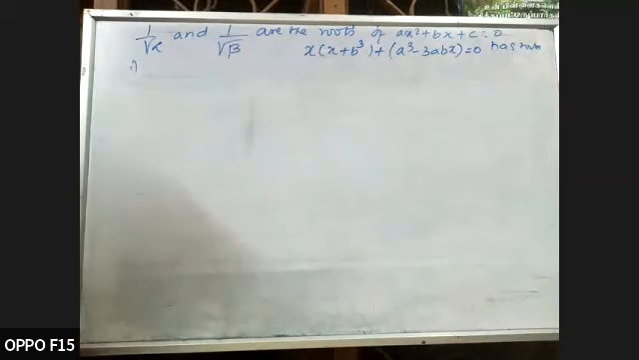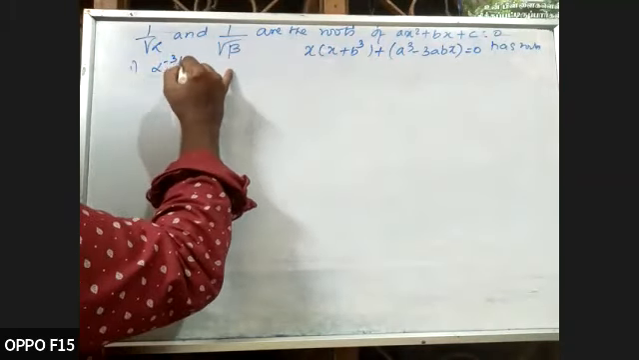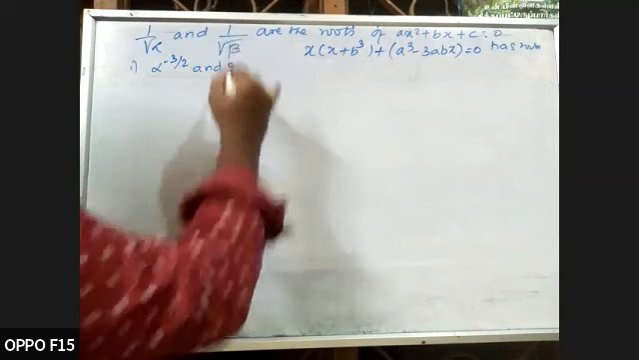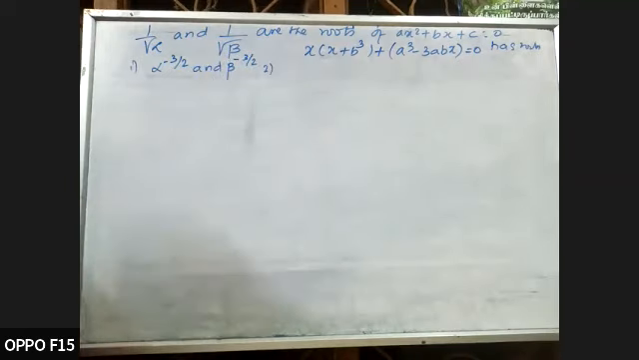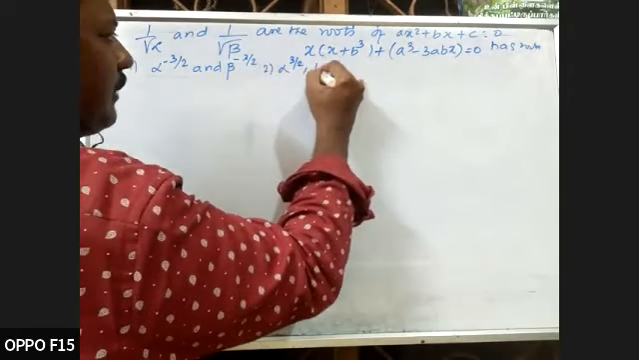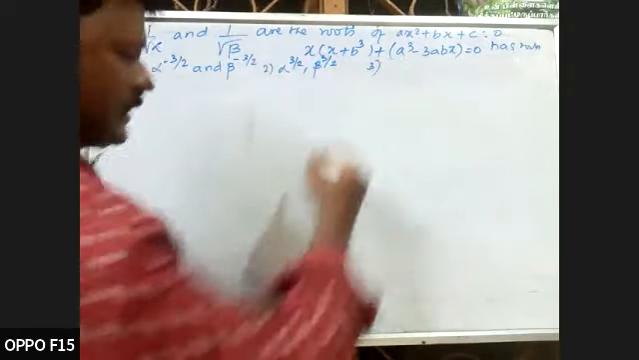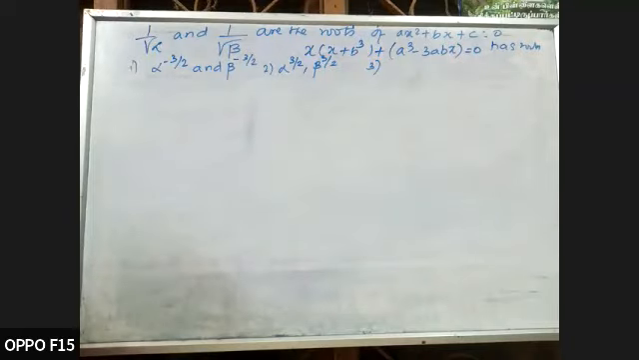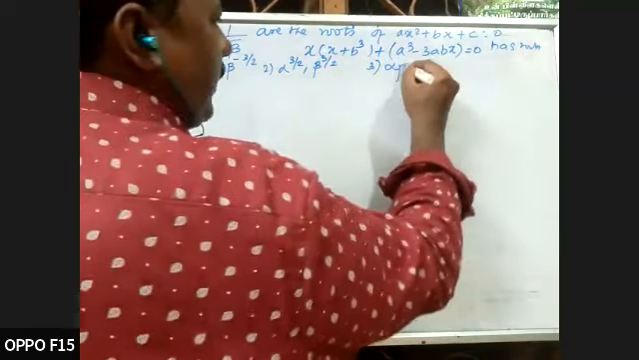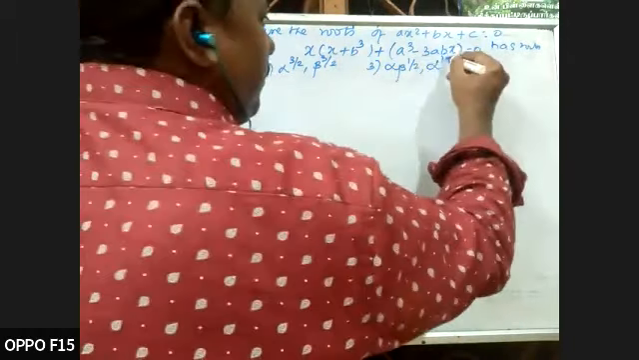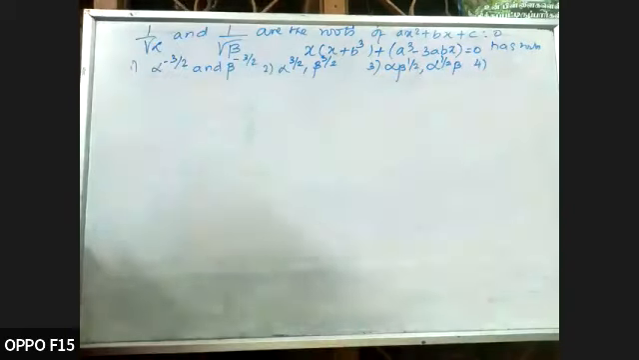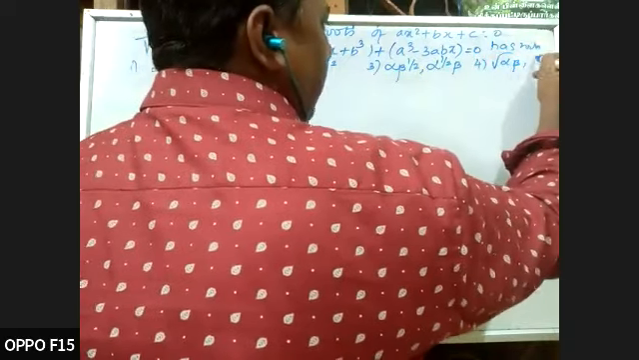Take down the options. First option: alpha power minus 3/2 and beta power minus 3/2. Second option: alpha power 3/2 comma beta power 3/2. And the third option: alpha beta power 1/2 and alpha power 1/2 into beta. Fourth option: root alpha beta and alpha beta.